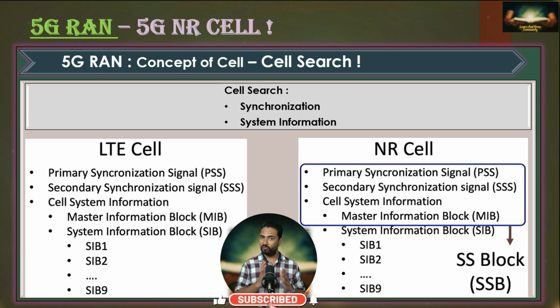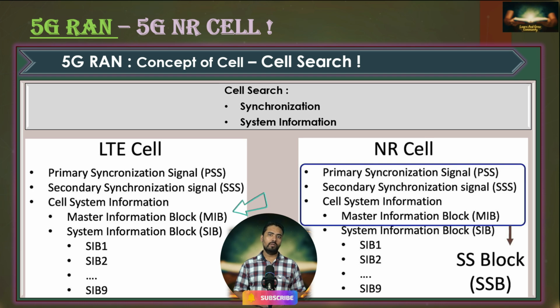For this purpose of cell search, in LTE, each cell transmits two types of synchronization signals. These are the primary synchronization signal or PSS and the secondary synchronization signal or SSS. The UE listens to these signals to synchronize with the cell and obtain the physical cell ID. After synchronization, the next step is to acquire the cell system information.